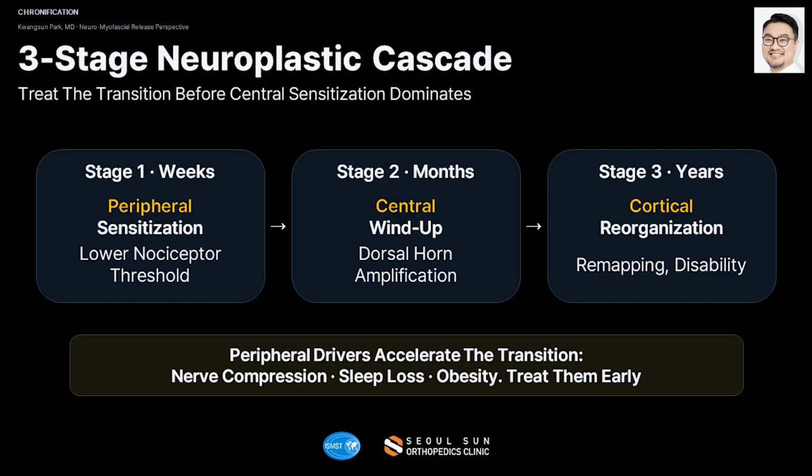Chronification is a cascade. First, the peripheral nociceptor becomes sensitive, then the spinal cord amplifies the signal. Later, cortical maps and behavior change. Nerve compression, sleep loss, and obesity can accelerate this transition, so they should be treated early.